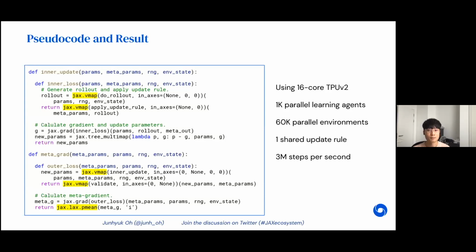So in the actual experiment, we used a 16-core TPU, and using this, we were able to simulate 1,000 parallel learning agents and 60,000 parallel environments with a single global shared update rule. And also, we were able to process more than 3 million steps per second, which was amazing for us.